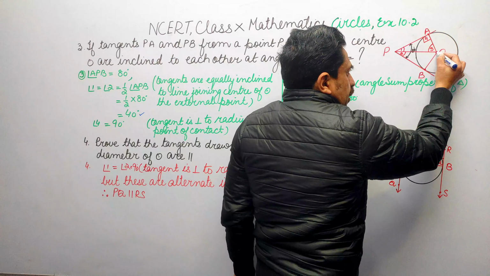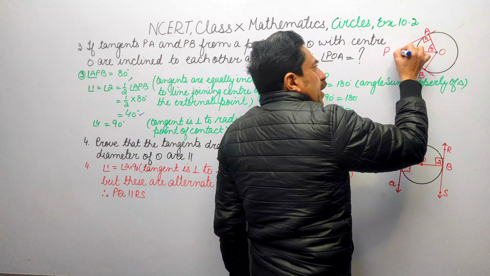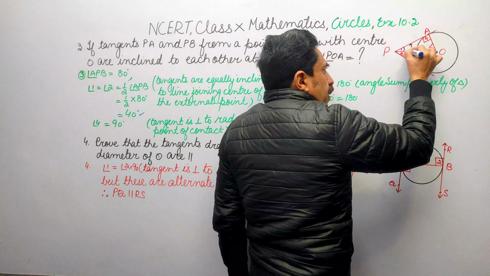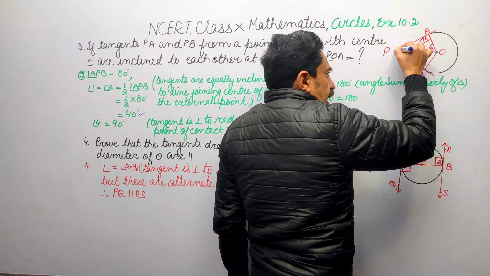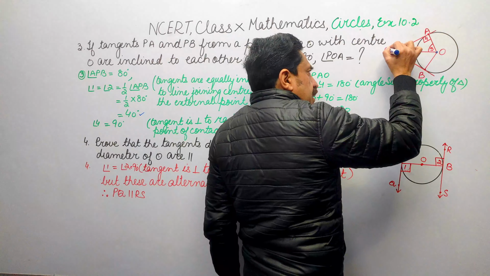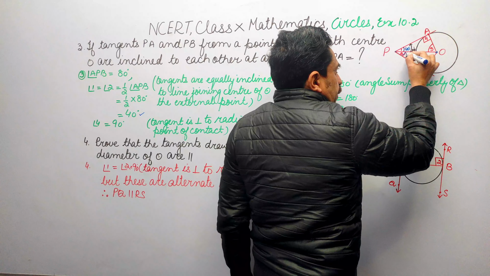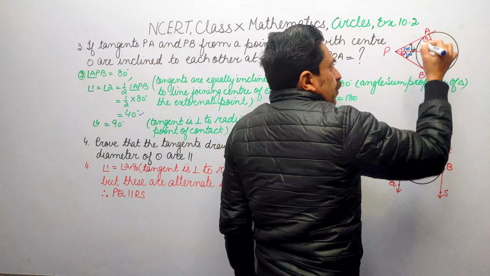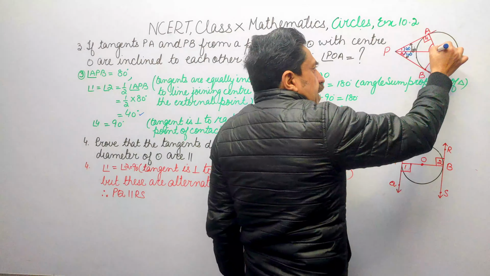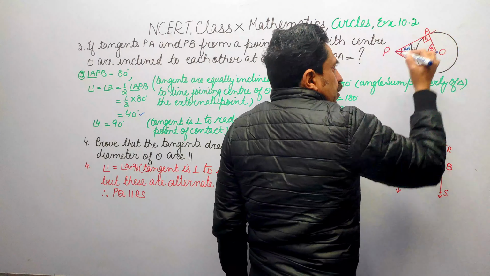Now if we join the center of a circle to any external point and from that external point we draw two tangents, then the angles formed between the tangents and the line segment joining the center of the circle to the external point are equal. So each of these angles is 40. Now what about angle 4? We have already used this in several questions. The angle between radius and tangent at the point of contact is a right angle. So angle 4 is equal to 90.